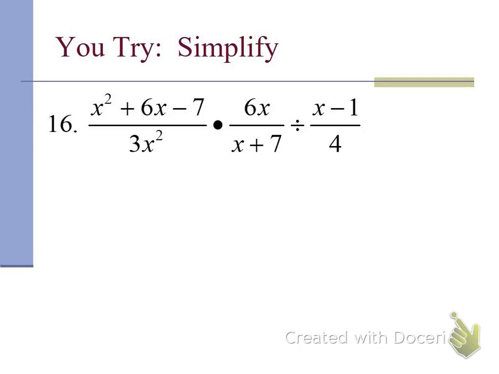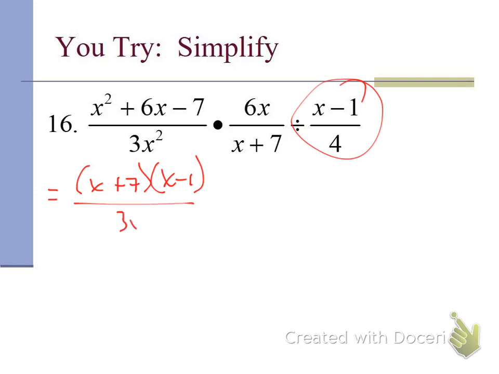All right. So now we're flipping this guy. x squared plus, and then we're factoring. So I'm going to go ahead and factor at the same time. So we get (x plus 7)(x minus 1). We do not flip the second fraction because it's not behind the division sign, but the next one is.